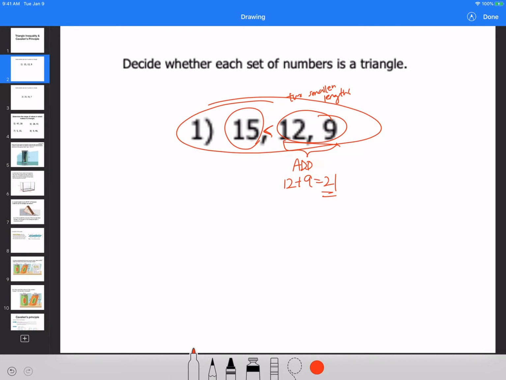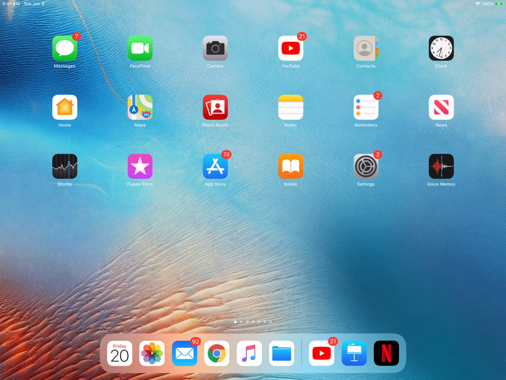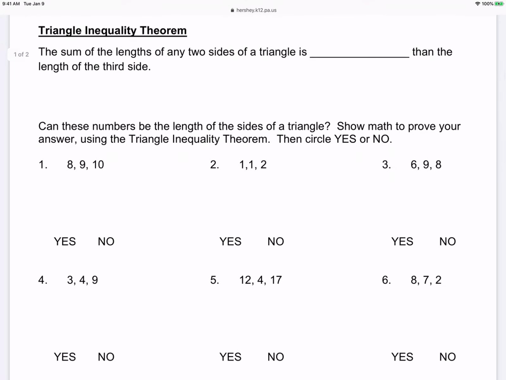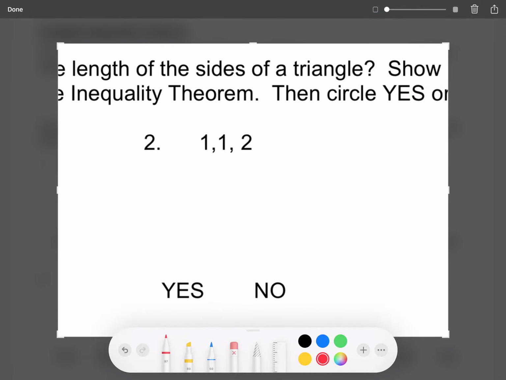That's for a fact. Now here's an example of what's going to happen if you don't have that situation. That's exactly like number 2. So I'm going to show you number 2. Let's just focus on number 2 for now.